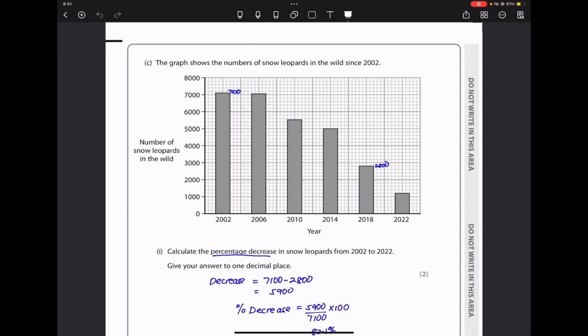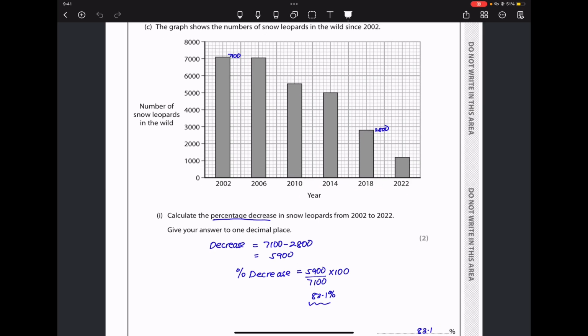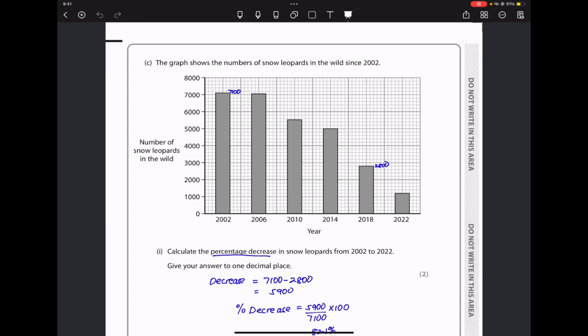The graph shows the numbers of snow leopards in the wild since 2002. They say calculate the percentage decrease in snow leopards from 2002 to 2022 and give your answer to 1 decimal place. And again, here they're looking for percentage decrease. We can see from 2002, based on the graph, it's 7,100. And here 2018 is 2,800.